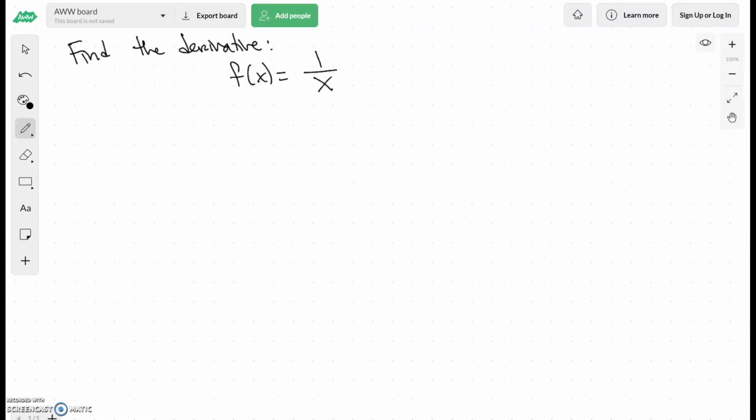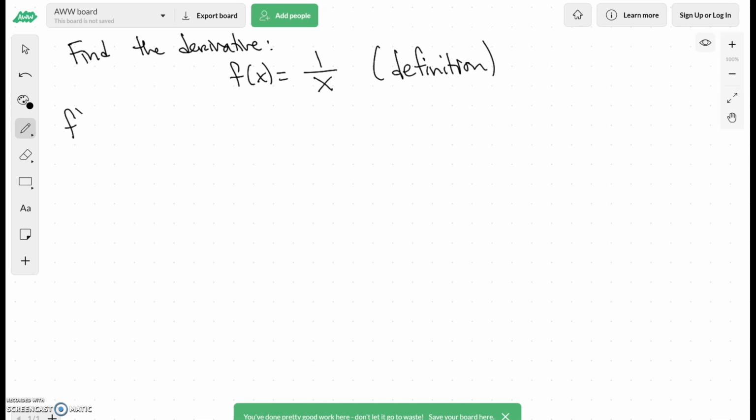Okay, so here's a little harder problem. We still want to find the derivative of f of x equals 1 over x using the definition of the derivative. So using the same definition, I know that f prime of x is equal to the limit as h goes to 0 of f of x plus h minus f of x, divided by h.